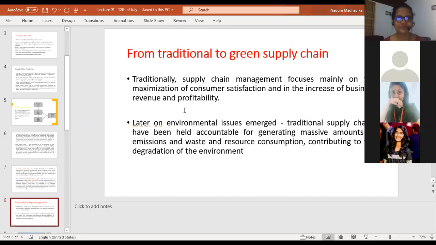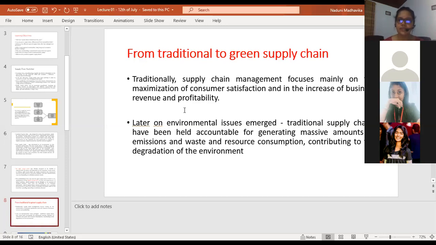What happened? They were harming the environment. Yes, exactly. They were harming the environment. They were not concerned about the environmental aspect at all. They were focusing only on the profitability aspect. As a result of that, a lot of environmental issues emerged.